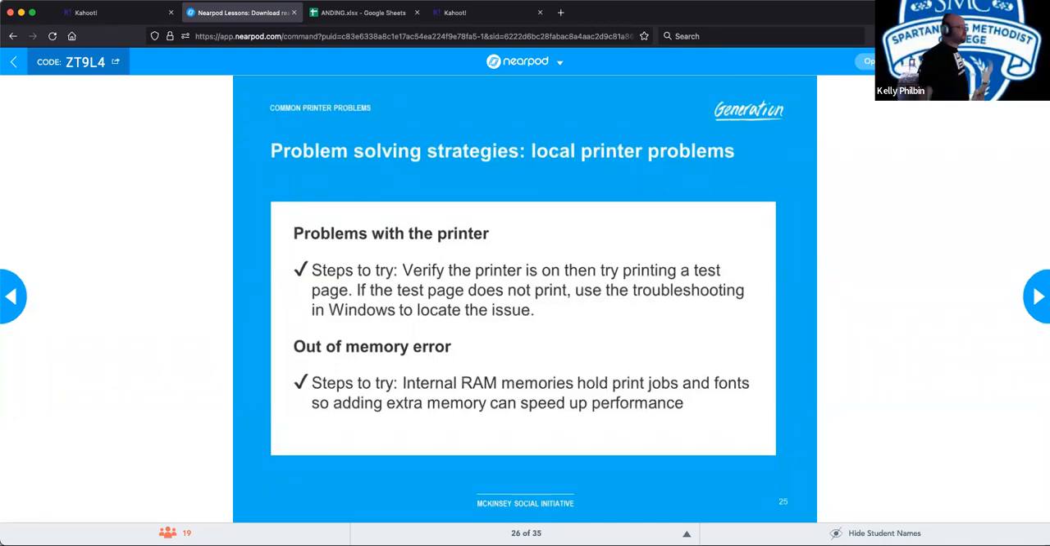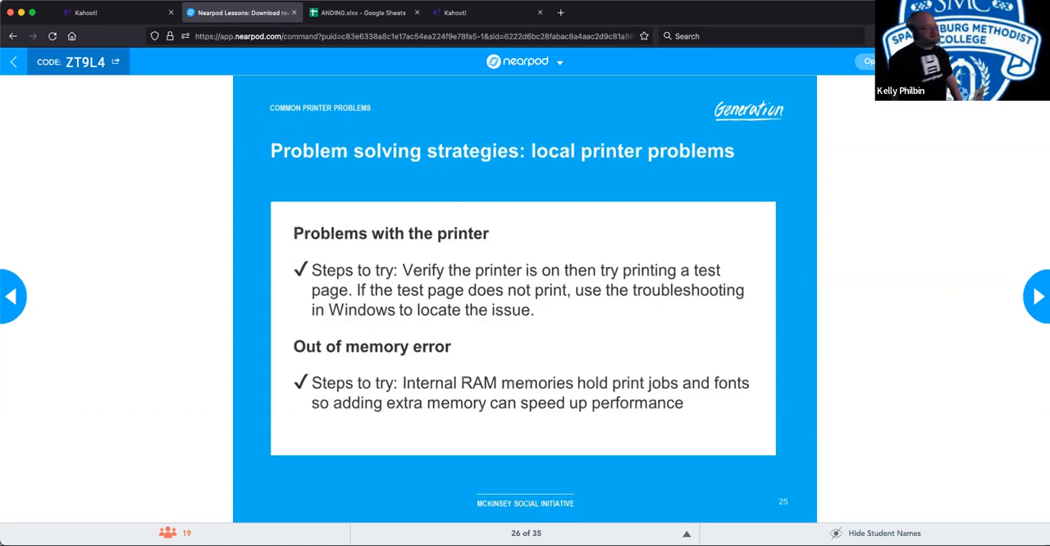All right. Problem solving strategies, local printer problems. Steps to try: verify the printer is on and try printing a test page to help identify the problem. If it doesn't print, use the troubleshooting in Windows to locate the issue, because many times it'll just tell you, here's what the problem is.